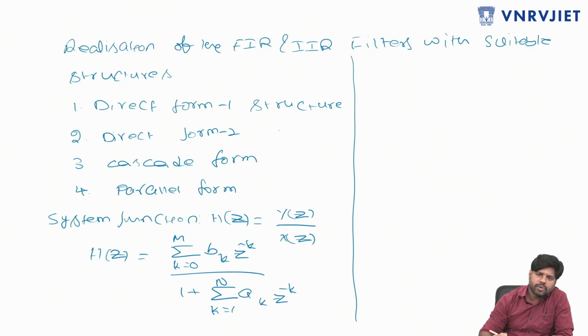So first, to implement this system function in different possible ways, we see the basic elements of the block diagram to represent any filter with a suitable structure. Later we expand this system function equation and draw the different structures like direct form 1, direct form 2, cascade, and parallel.